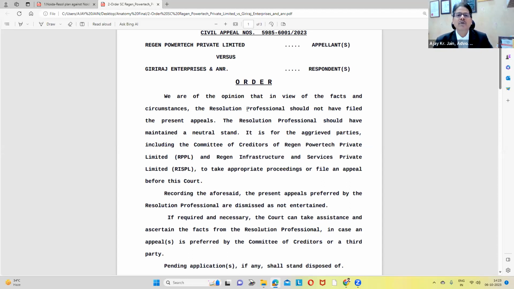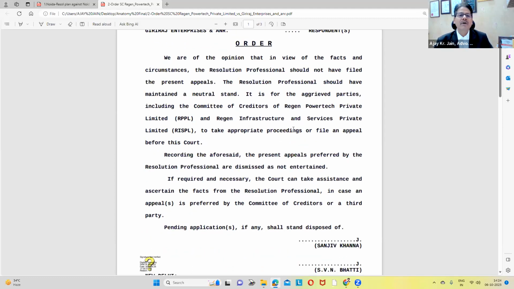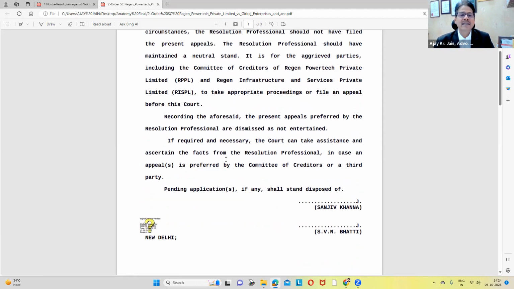We are of the opinion that in view of the facts and circumstances, the resolution professional should not have filed the present appeal. The resolution professional should have maintained a neutral stand. It is for the aggrieved parties, including the COC of Regen Powertech and Regen Infrastructure and Services Private Limited, to take appropriate proceedings or file an appeal before this court. Accordingly, the present appeal preferred by the resolution professional is dismissed as not entertained. If required and necessary, the court can take assistance and ascertain the facts from the resolution professional in case an appeal is preferred by the committee of creditors or third parties.